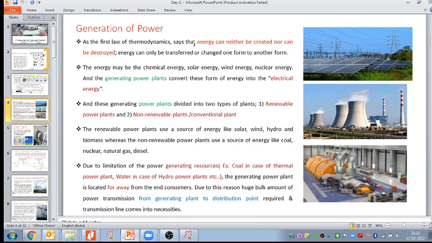As the first law of thermodynamics says, energy can neither be created nor destroyed. Energy can only be transferred or changed from one form of energy to another form. The energy may be chemical energy, solar energy, wind energy, or nuclear energy that we are using as the intake energy. And the generating power plants take all this energy and convert it into electrical energy, into the electrical form of energy, right?